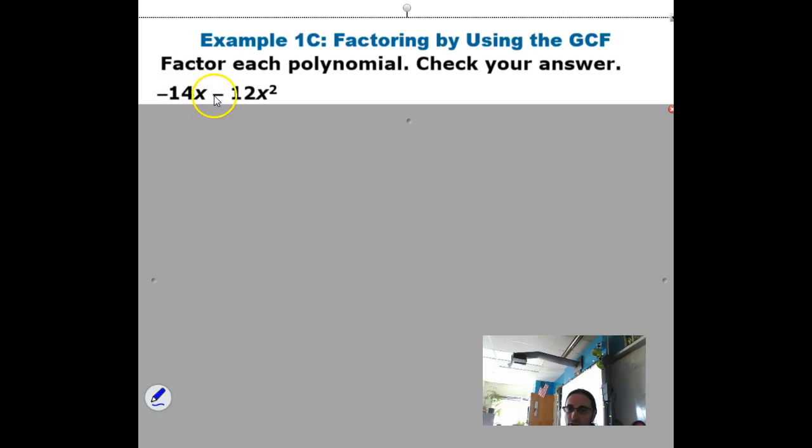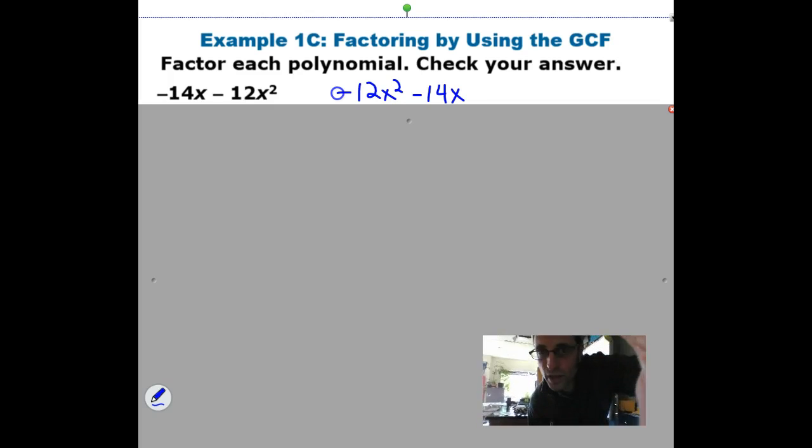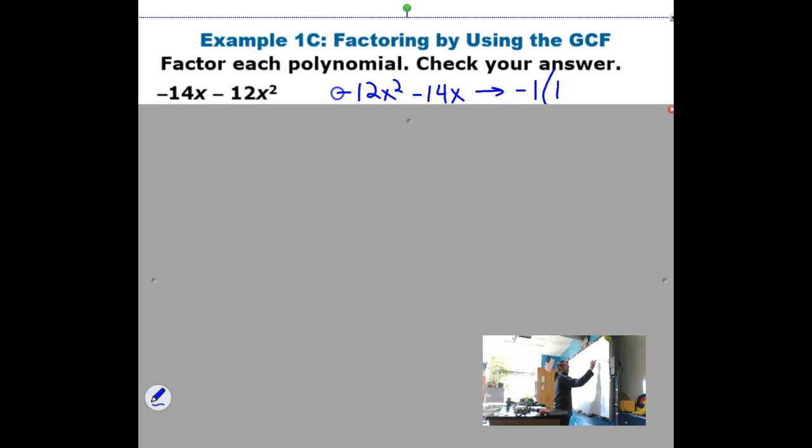Hey, on this one, when you have two negatives, or the leading term is negative, the best thing to do is rewrite it. It is negative 12x squared minus 14x. Notice how they're both negative? So I can take out a -1 right off the bat. Let's just make this -1 out front. And now I've got 12x squared plus 14x.